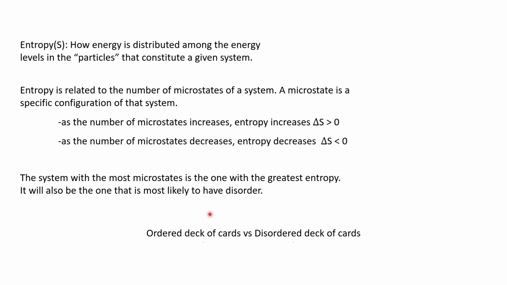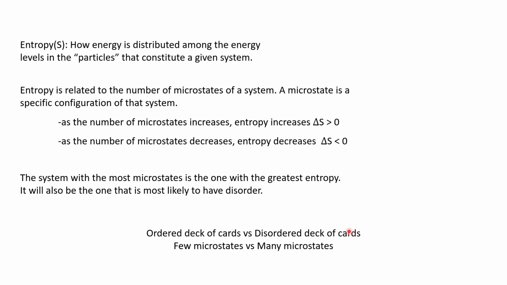There are certainly multiple ways that you can have an ordered deck of cards, but then I want you to compare that to a disordered deck of cards. How many ways can a deck be shuffled? And there are so many more ways that you can have a shuffled deck versus an ordered deck. This is what we mean by how many microstates you have. An ordered deck has a few number of microstates, and a disordered deck of cards has many microstates.